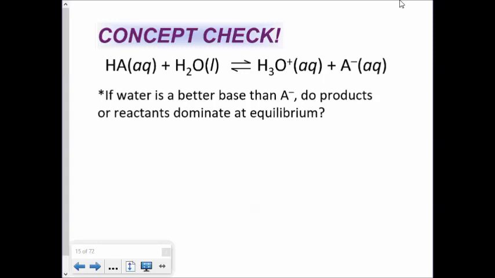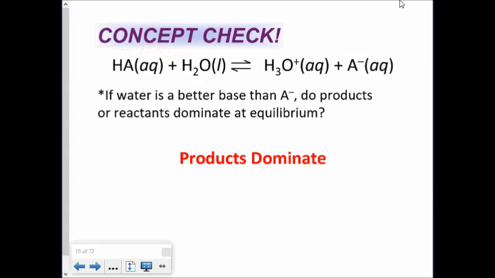Yes, because this is more likely to occur if this is the better base, pushing it that way, than this one going this way. So this would be more like a tiny little arrow. What's more likely to occur is that the one acting as the better base is going to push it in the other direction. So the products definitely will dominate if water's the better base here, and A minus is not as strong a base. Okay.